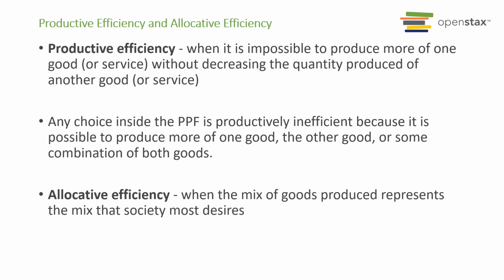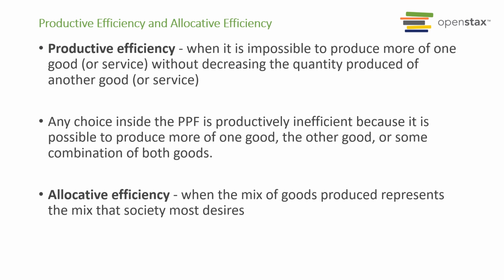Productive efficiency means that you're using all the resources possible, that you have no leftover. So when it's impossible to produce more of one good without decreasing the quantity of the other good, then all the resources are exhausted. That's called productive efficiency.